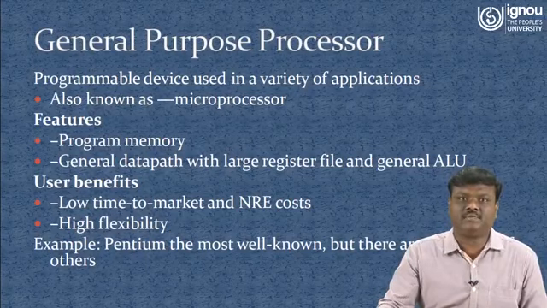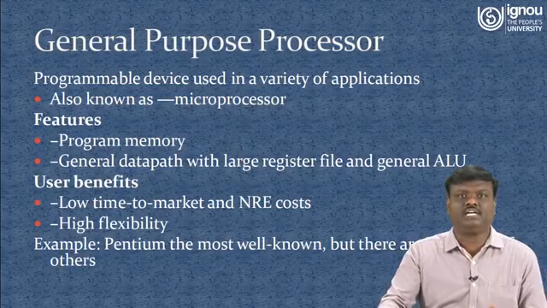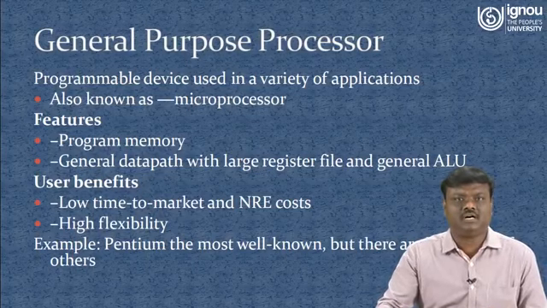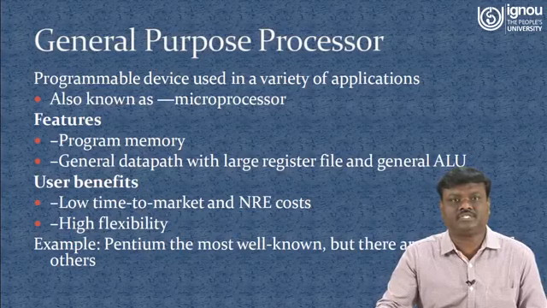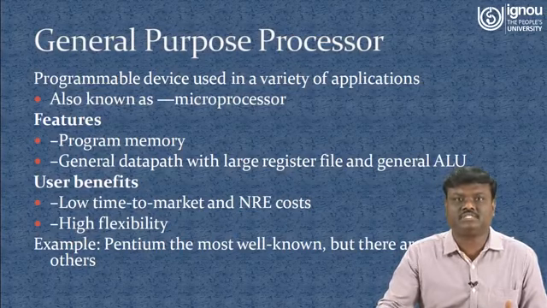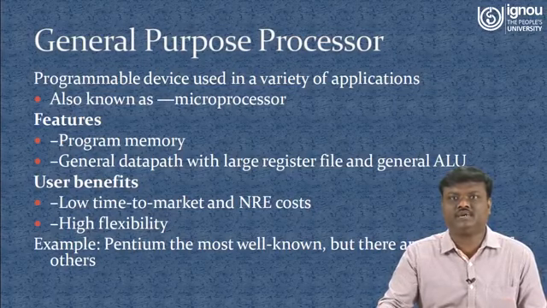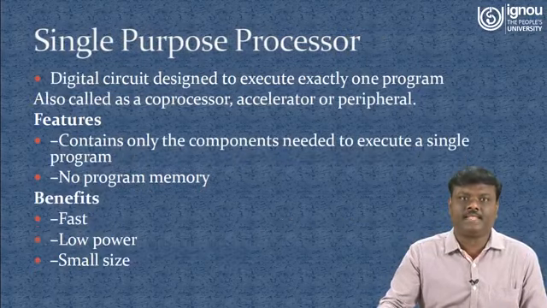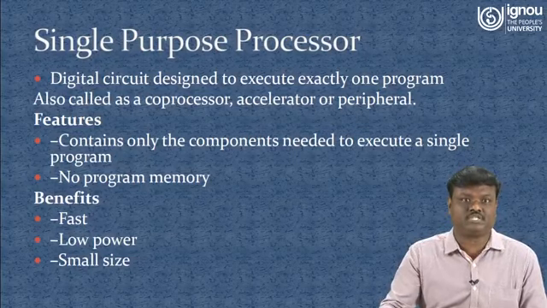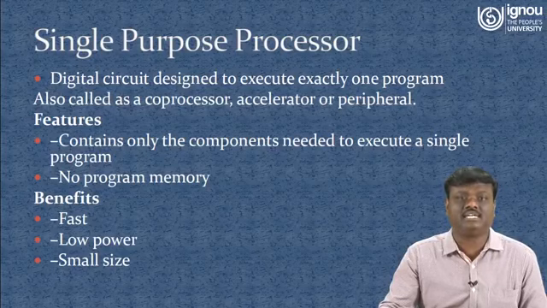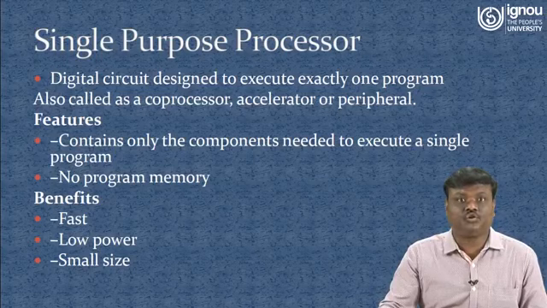So let us take an example. There are several things that we can quote: Intel processors, Pentium processors, or several other processors which are very general in nature. These general purpose processors we use in computers, laptops, tabs, etc. Then comes the single purpose processor. The name itself says that it is meant for single use or single purpose. It is a digital circuit designed to execute exactly one program. Only one program it can execute, and it is also used as a co-processor.